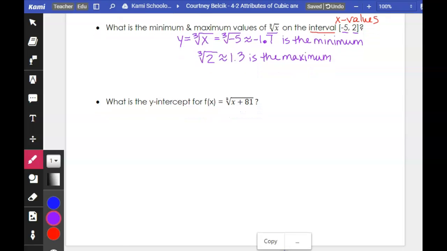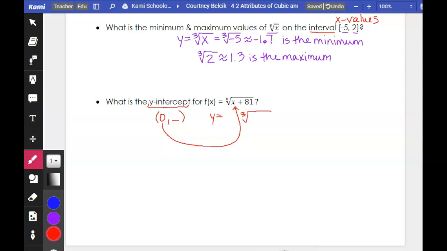Now finally, our last question today says, what is the y-intercept? So 0, comma something. What is the y-intercept for f of x equals the cube root of x plus 81? So it's a cube root function. It's not the parent function because it has the 81. So I'm going to find the value of y when x is 0.